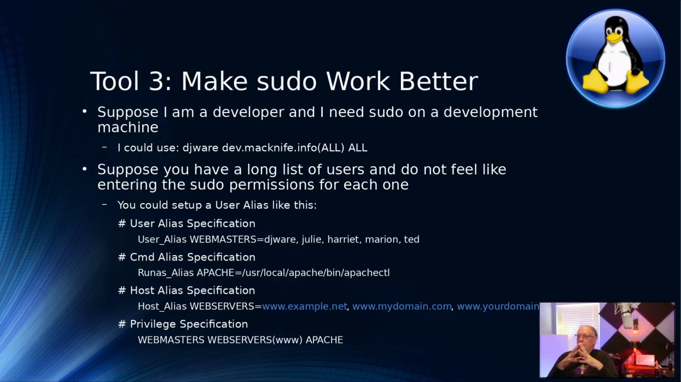The host alias specification is the host servers that you're going to grant that particular template access to. So Host_Alias WEBSERVERS, and then I have www.example.net, my domain, your domain, all that stuff. So again, I have my list of domain name servers that I'm assigning. Then when I specify the privileges, I would put webmasters, webservers, and in parens www, which is the user, and then APACHE. So these people are all getting the same privileges as www, but it's limited to this specific command called Apache control.